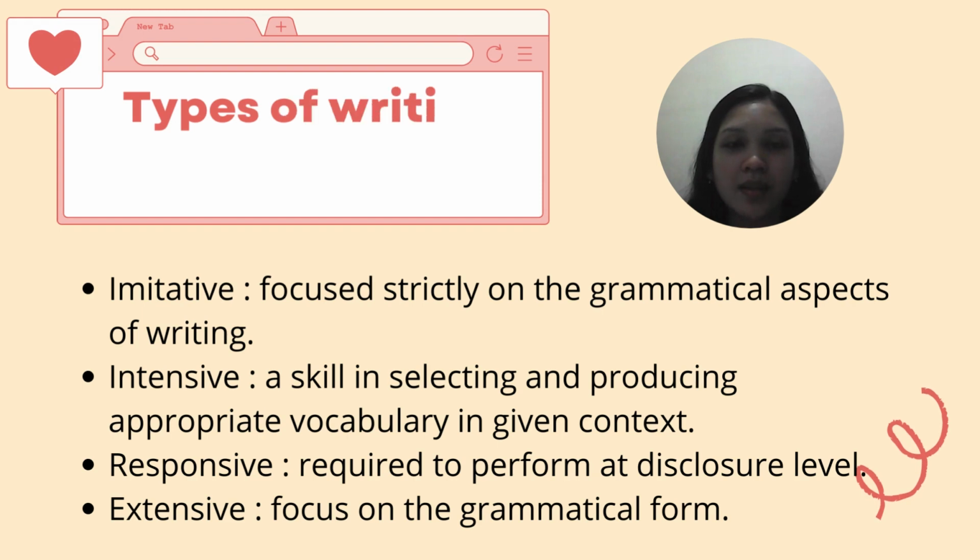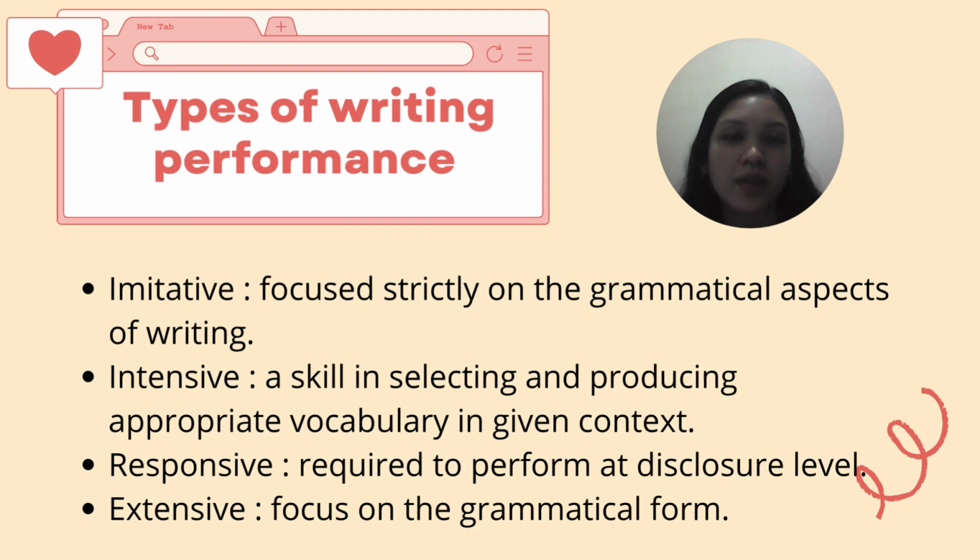So next is types of writing performance. There are 4 types of writing performance. First is imitative writing, which is focused strictly on the grammatical aspect of writing. They must attain skill in basic tasks of writing, words, and punctuation. This is a common way to teach children how to write. Learners are trying to master the mechanics of writing.